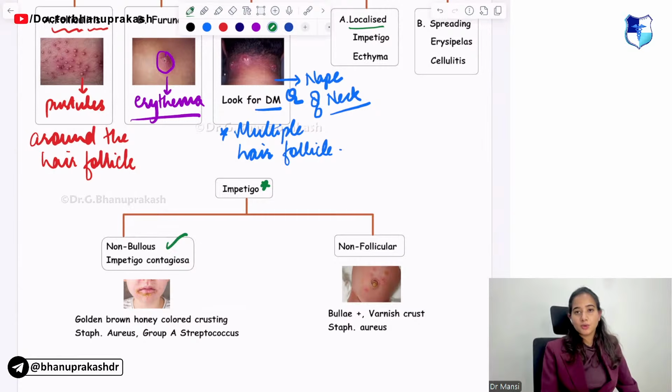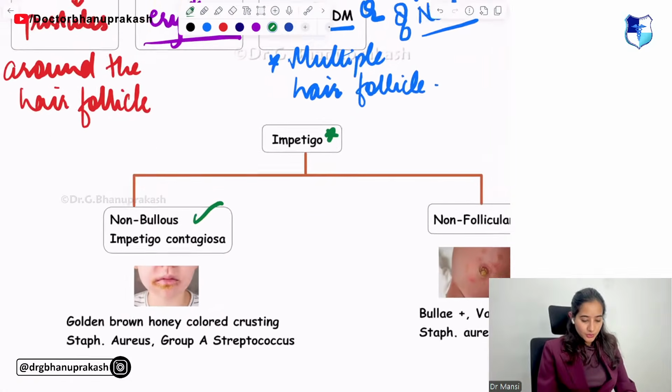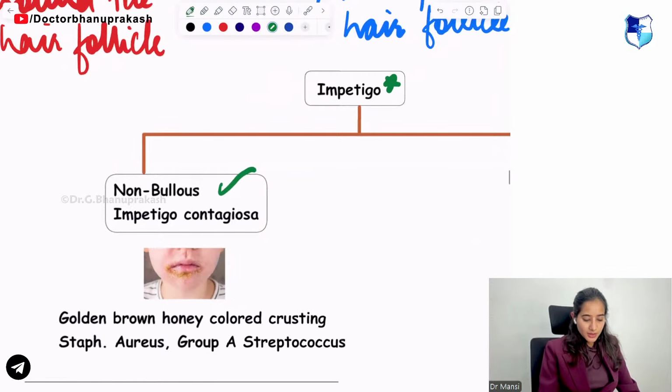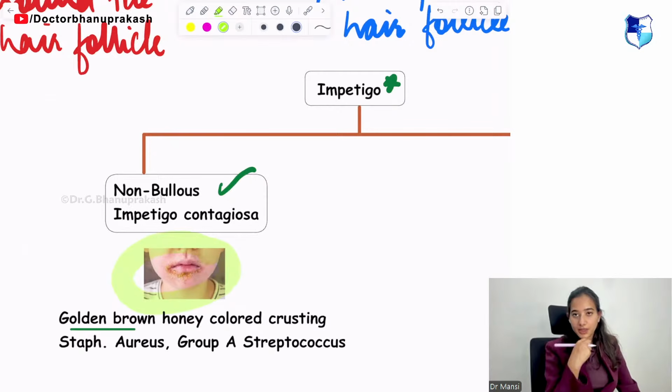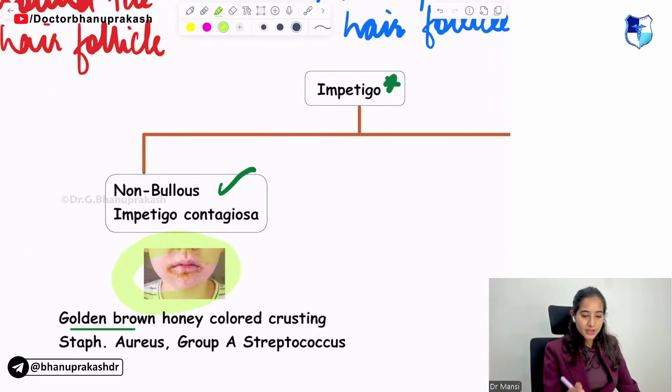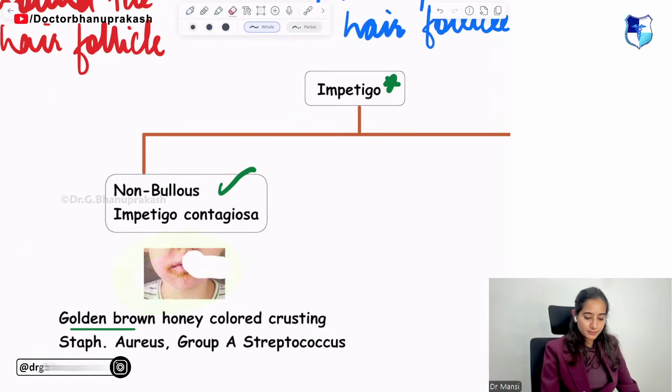called impetigo contagiosa. Most of the time images will be given to you. So you can see the golden, honey-colored crusting is present around the perioral and perinasal area. Those will be the areas involved in them.